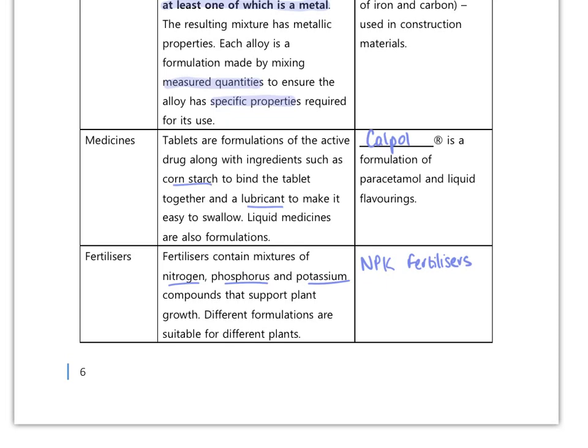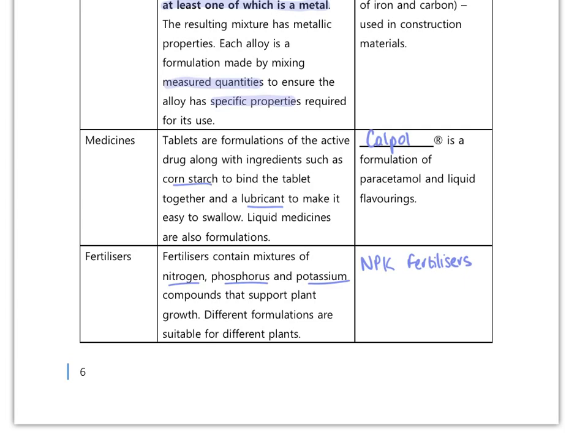So what you can see there is that we have different measured out quantities of nitrogen, phosphorus and potassium, different ratios of nitrogen, phosphorus and potassium, depending on what the plant needs, whether it needs to support protein formation for growth, whether it needs healthy leaves or healthy roots. That's what your nitrogen, phosphorus and potassium are for. So depending on what your plant needs, you will have different measured out quantities. And so that is what we call a formulation, because it's a mixture that is designed for a specific purpose, a specific use, and it has exact measured out quantities that will make sure that the mixture has properties that are suitable for its use.